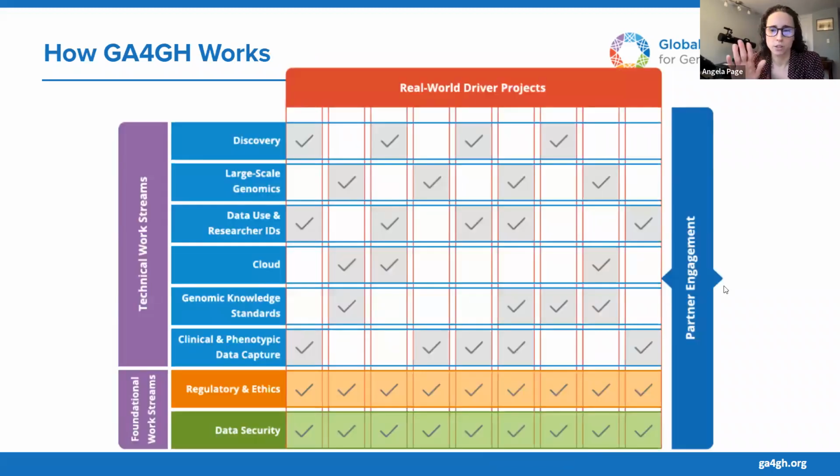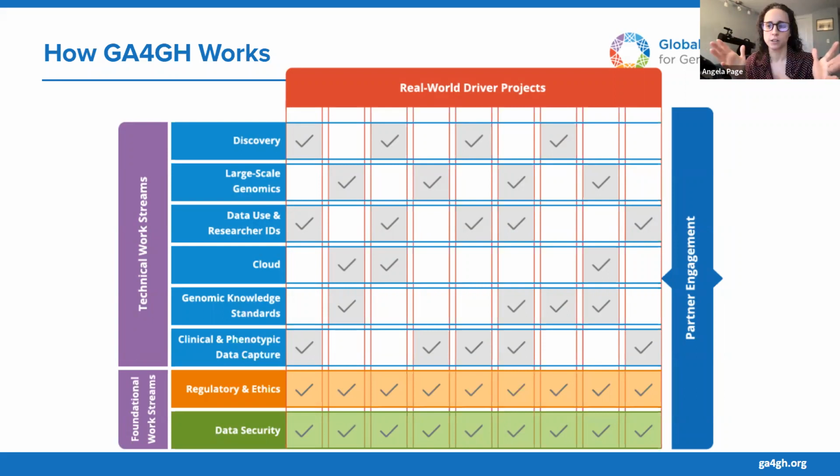All right, so back to driver projects and work streams. I think this is a common question that folks have about GA4GH. What is the difference? We also like to talk about our matrix organizational structure, which we're very proud of. So this is the GA4GH matrix. Like I said, we have these 8 work streams, and those are the horizontal rows that you see here. And then we have 24 verticals, 24 driver projects.